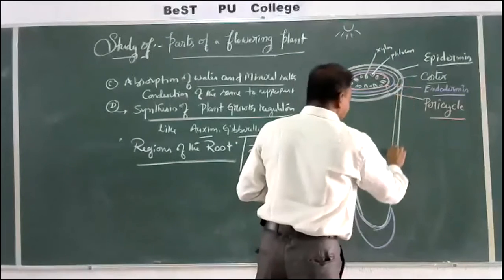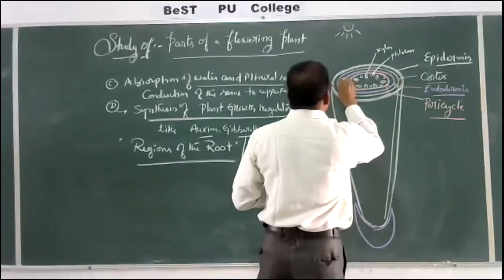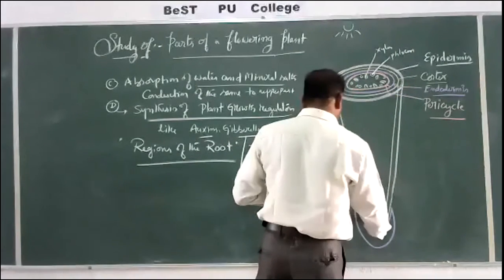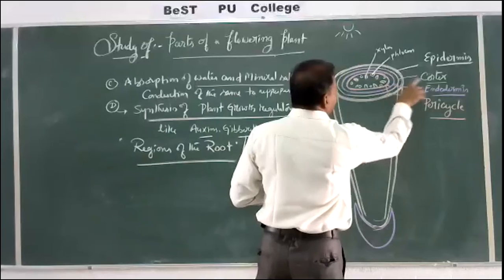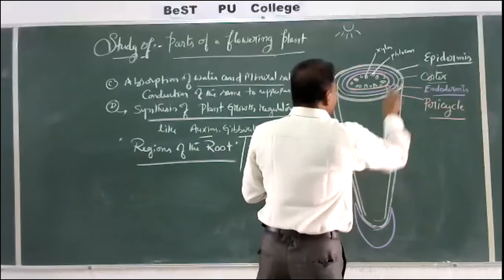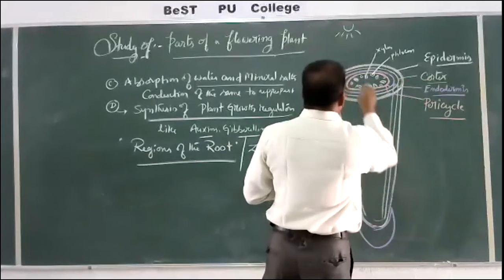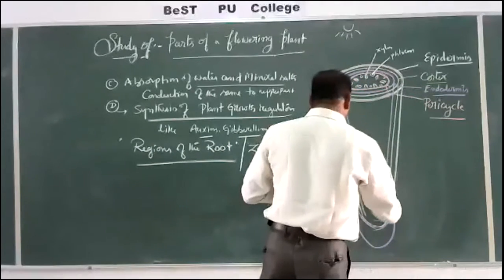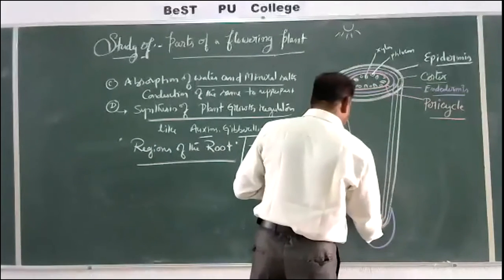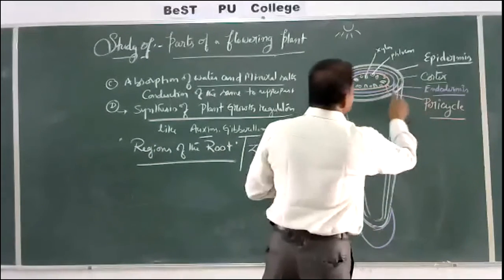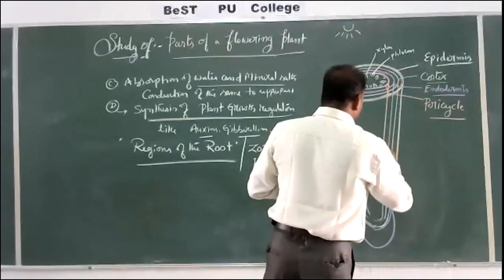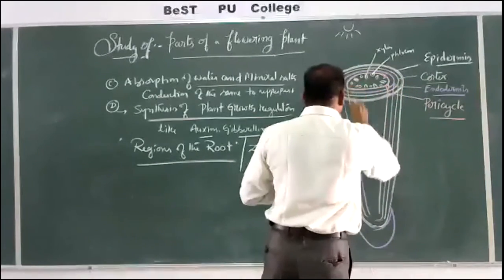This is the area of cortex. This is the area of endodermis. This is the area of pericycle.